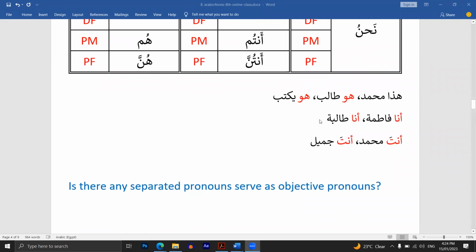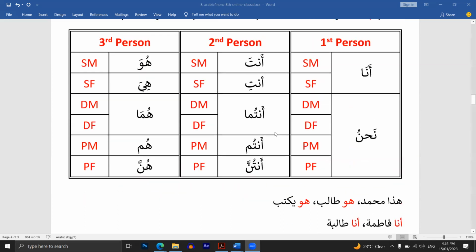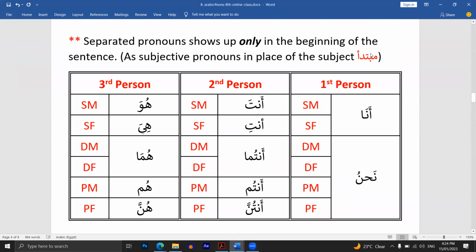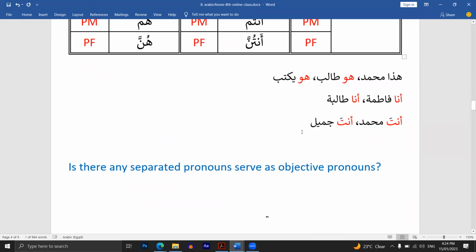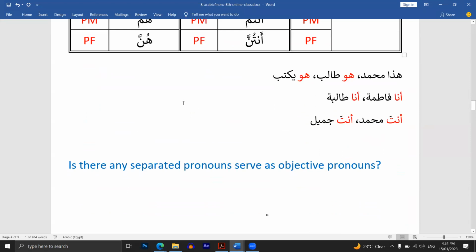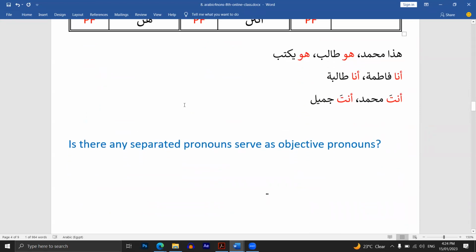On the other hand, once we want to use a pronoun in the middle of the sentence, then we will go to the other type, which is the connected pronouns. I hope the idea is clear. So here, these pronouns we see on the screen are all considered to be subjective pronouns. They will replace al-mubtada. So once you start any sentence with one of these, it will be mubtada. Can we see any separated pronouns as objective pronouns?